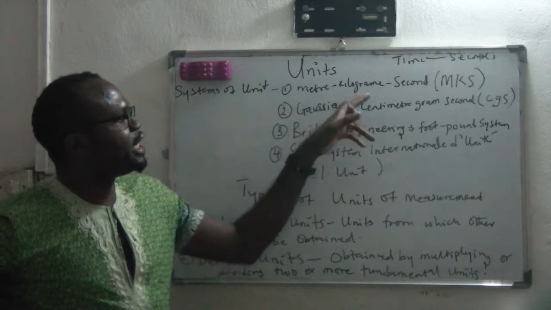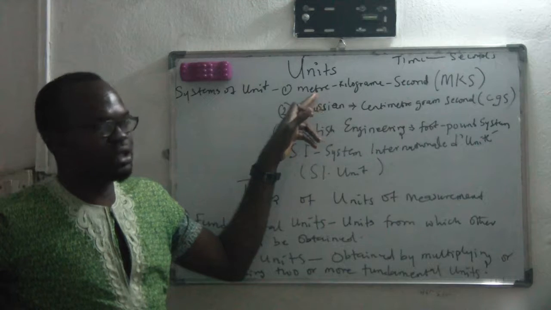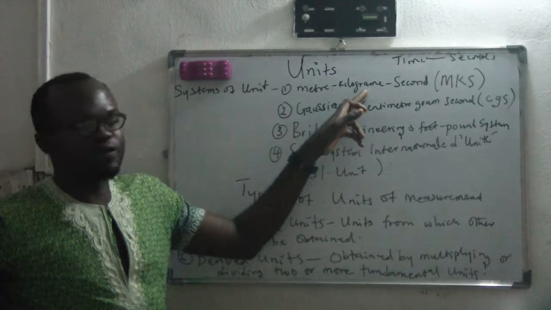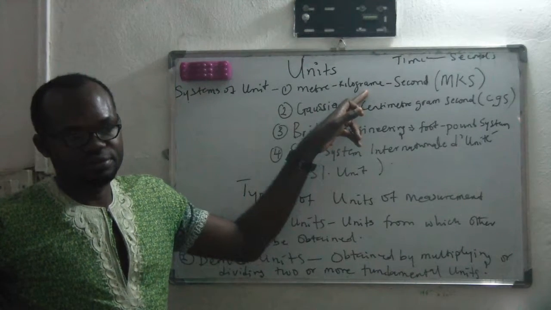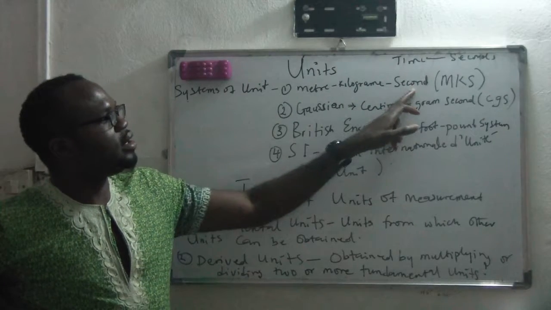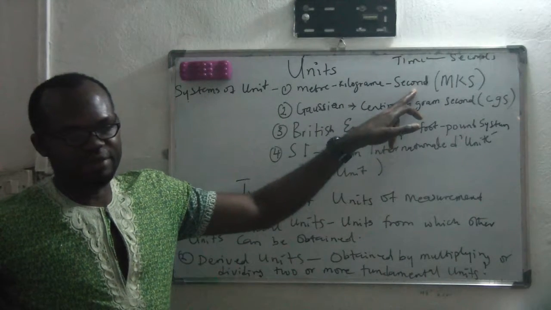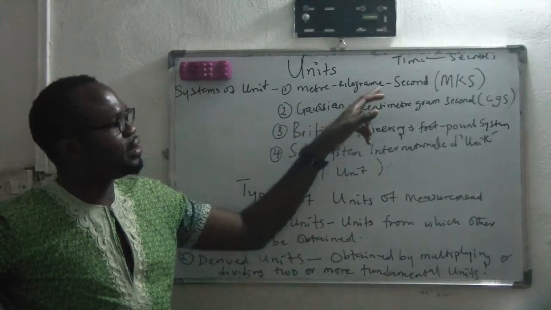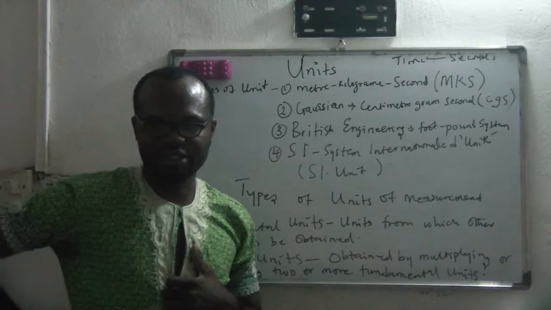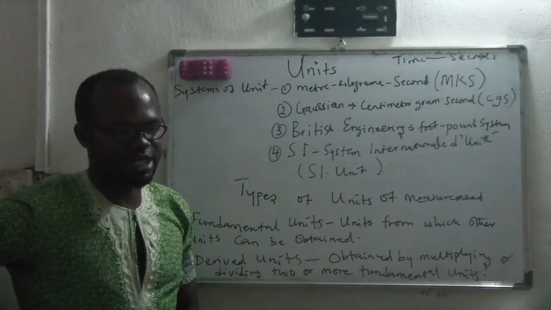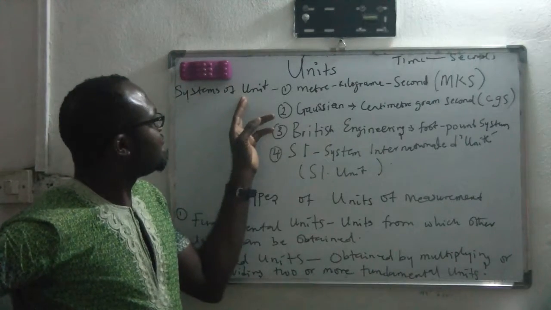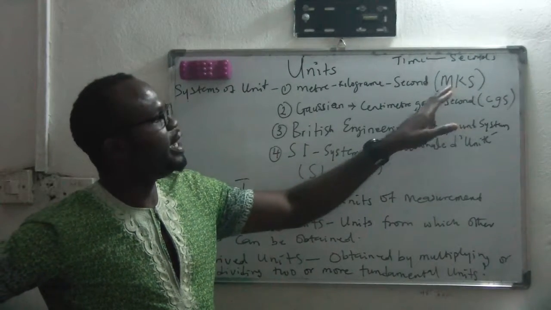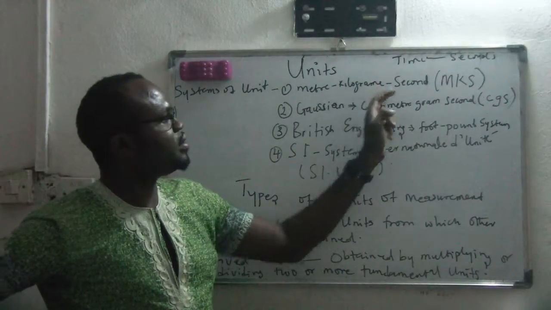We have what we call meter, kilogram, second. Meter is for length, kilogram is for mass, and second is for time. We say that the basic quantities are length, mass and time, LMT. That was what we did when we were in dimensions. So one major system of units is the meter, kilogram, second, in short MKS, where M is meter, K is kilogram, S is second.